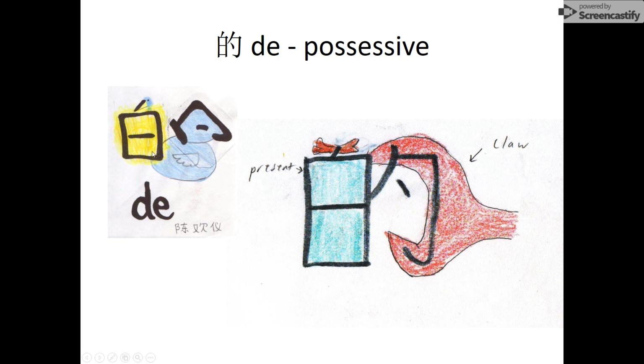Here she's included the white, but she's done the top of the bird radical because it looks really similar. Or here my student has illustrated the bai as a present because you want to possess a present. And here's a claw coming to take the present, to possess it.